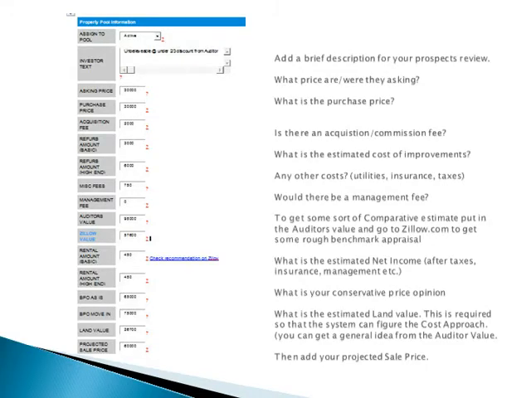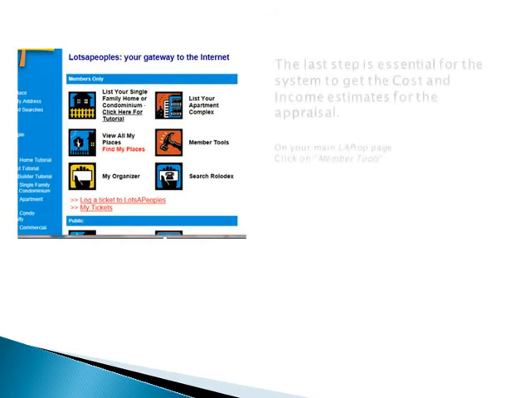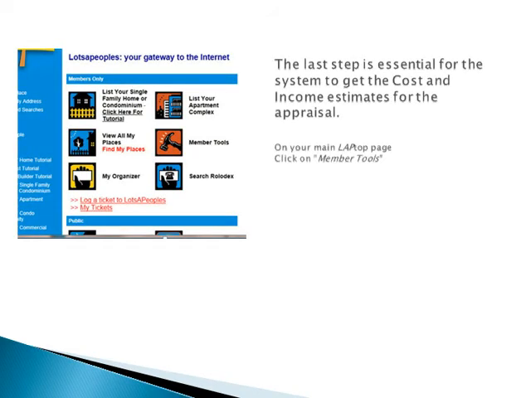Add in the land value. That's important to get the cost approach. You can really get a general idea from going to the auditor's site. There's a section on there that tells you improvements and then the land, and then again just put in your projected sale price. The last step is essential to get the cost and income estimates for the appraisal.